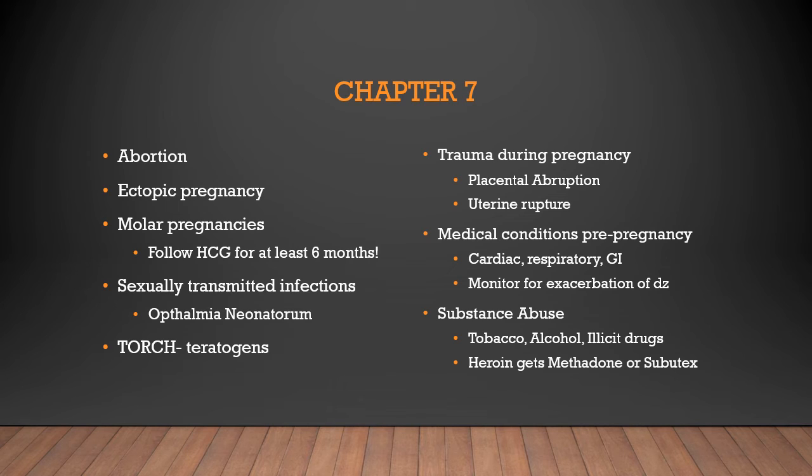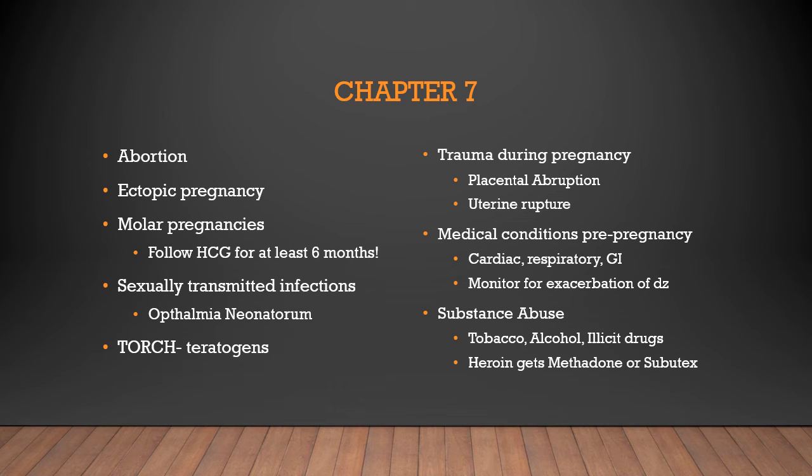A spontaneous abortion is when the body does something to get rid of the pregnancy, and about 80% of these are going to occur within the first 12 weeks, and the other 20% occur between 12 and 20 weeks. Typically, we don't do anything unless they have recurrent spontaneous abortions, and then we start to do some testing.